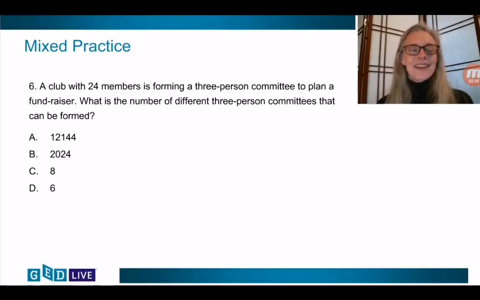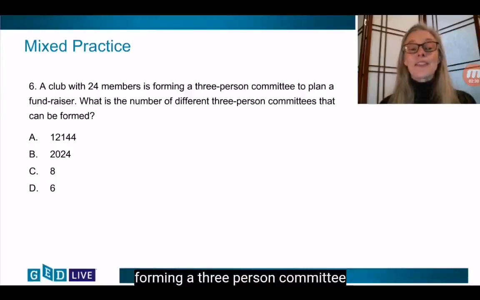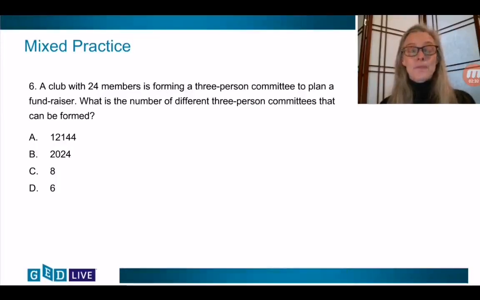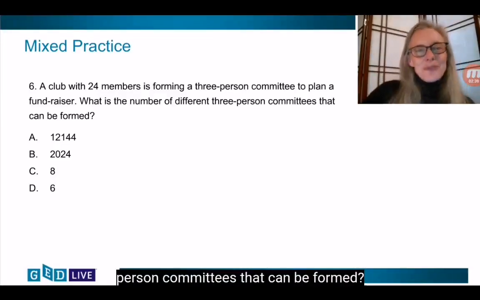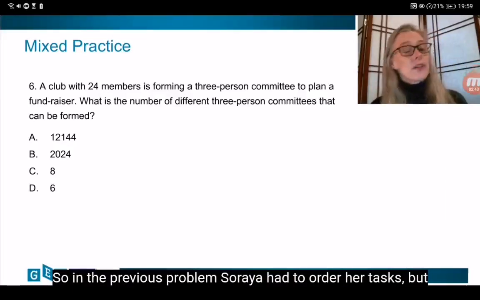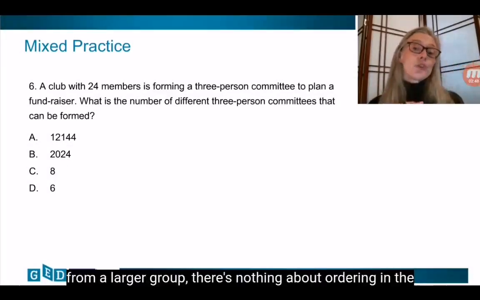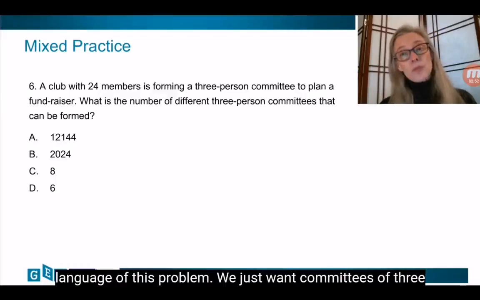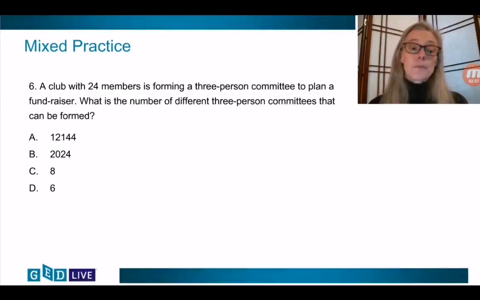Welcome back. Here we have a club with 24 members forming a 3-person committee to plan a fundraiser. What's the number of different 3-person committees that can be formed? So in the previous problem, Soraya had to order her tasks. But in this problem, even though we are picking a small group from a larger group, there's nothing about ordering in the language of this problem. We just want committees of 3 people. How many different committees can we make?